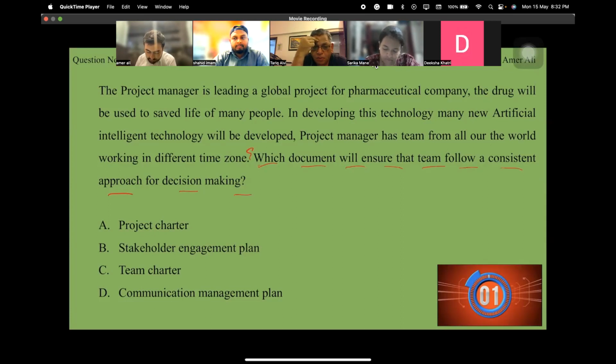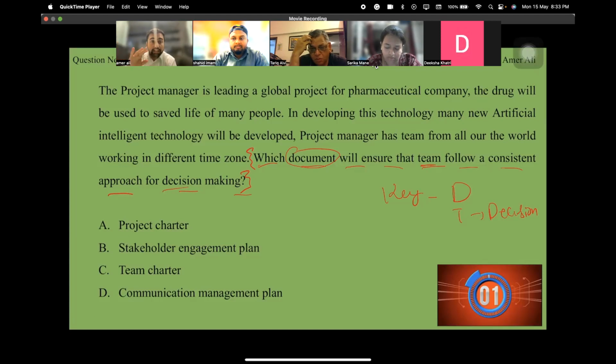Now, this is step number 1. I am reading it slowly. Step number 2, I'm reading the last line first. If you look at that, even without reading the whole question, I get the context. Not necessarily, but 50% of the time you will. Which document? The keyword here is document. The team uses it for decisions. So which is the team decision document? If I understand PMP, I know which document that is even without reading further.